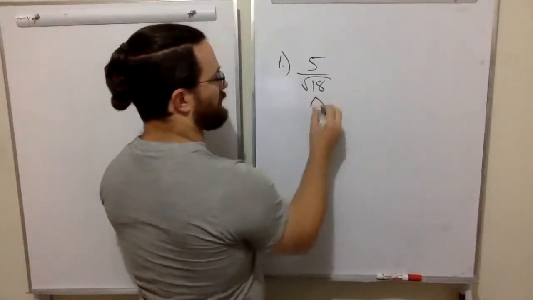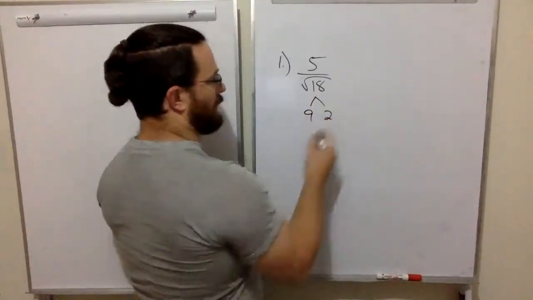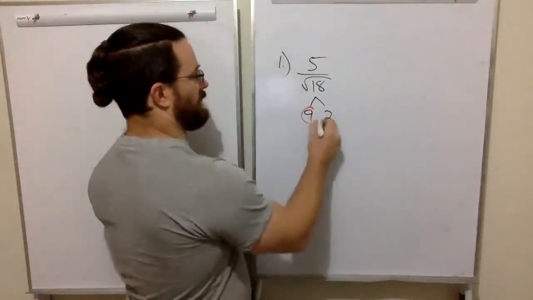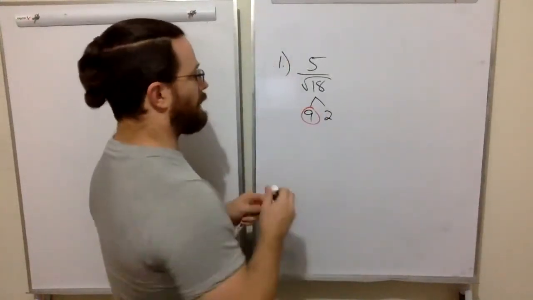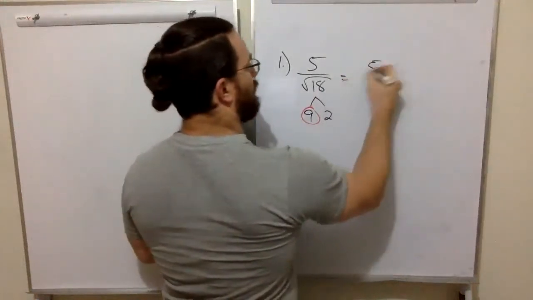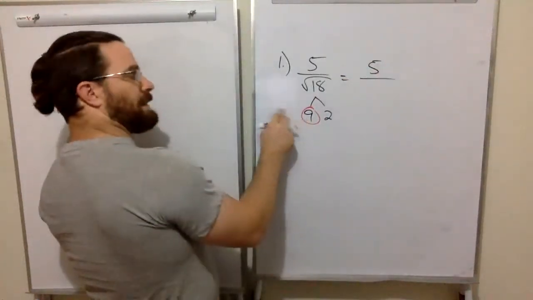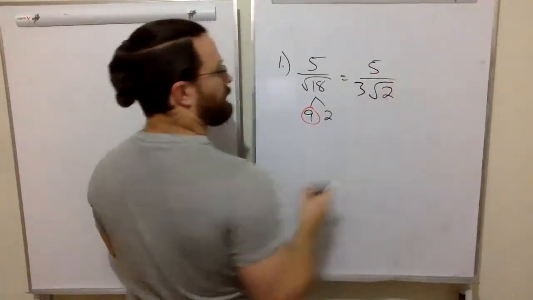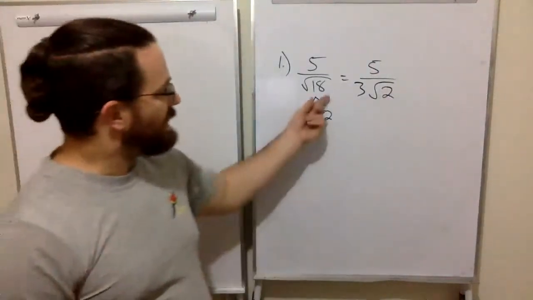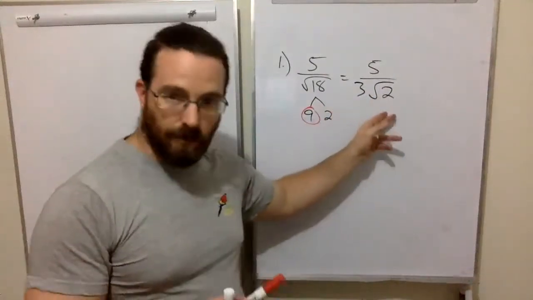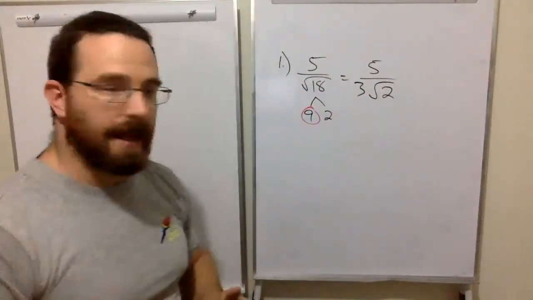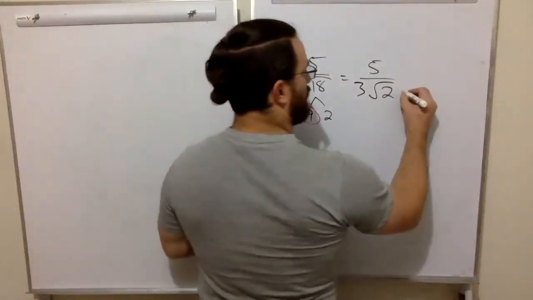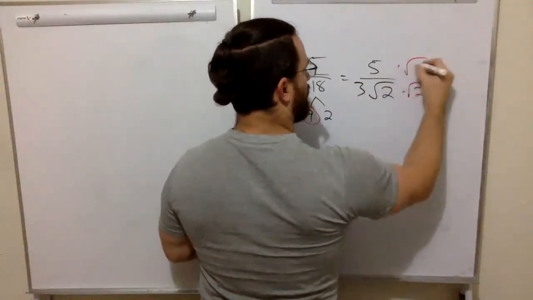So the perfect square inside here, this is 9 times 2. So the perfect square is the 9. So this is going to give you 5 over, this is going to come out as a 3, and that stays inside the radical. All right. So after taking out the perfect square, I still have a radical in my denominator. So now I have to multiply top and bottom by whatever the radical is. So times radical 2 times radical 2.